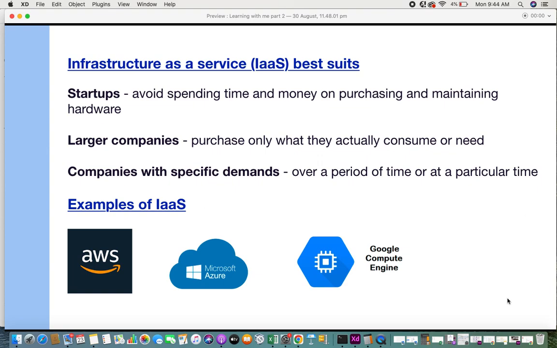Who would benefit from infrastructure as a service? Who does it best suit? There are three scenarios. The first one is startups. Startups can avoid spending time and money on purchasing and maintaining hardware.